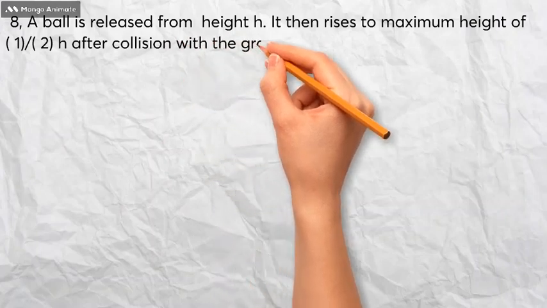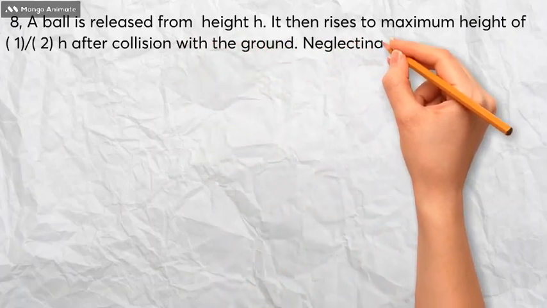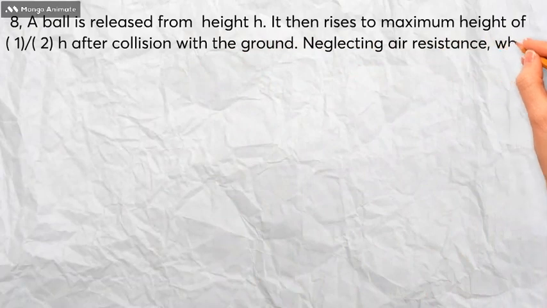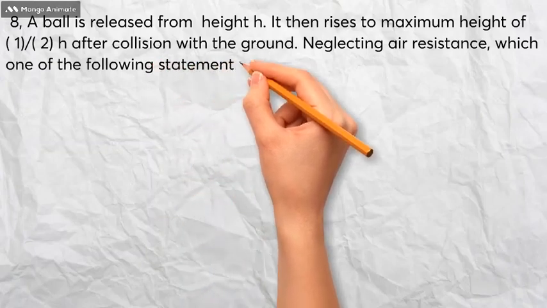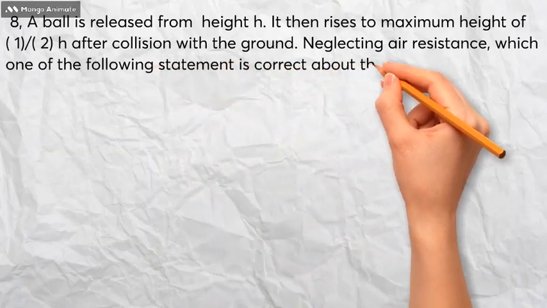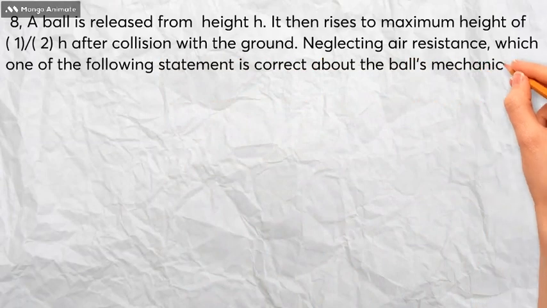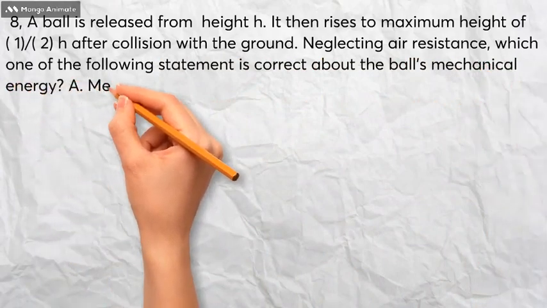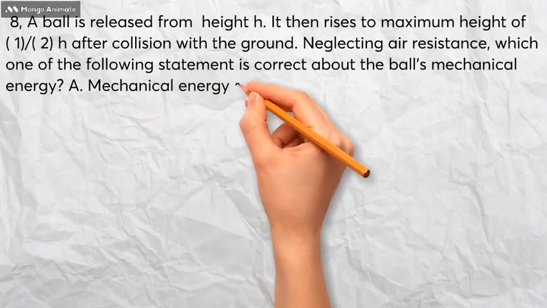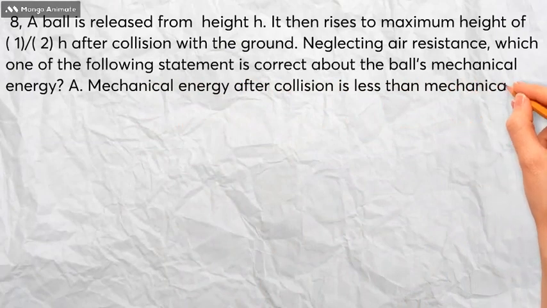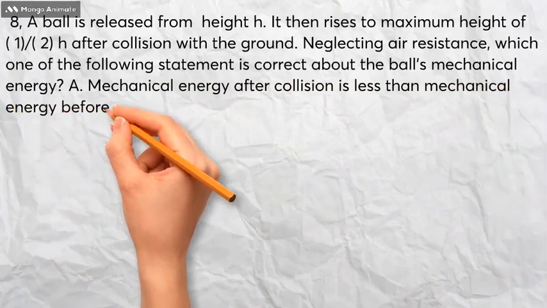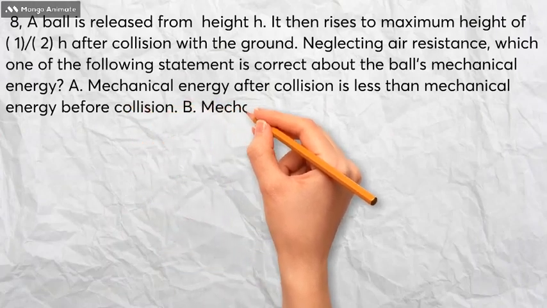A. Mechanical energy after collision is less than mechanical energy before collision. B. Mechanical energy of the ball increase while moving downward, but decrease while moving upward. C. Mechanical energy after collision is greater than mechanical energy before collision. D. Mechanical energy before collision is equal to after collision. The correct answer is A.